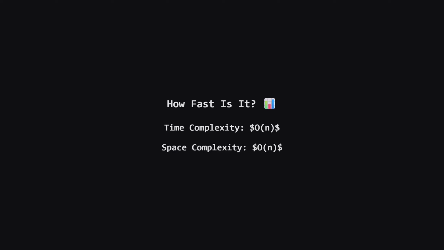So how fast are these solutions? Well, in all three approaches, DFS, BFS, and topological sort, we visit every node and every edge essentially once. This gives us a linear time complexity, or big O of n. As for space, we need to store the adjacency list and the recursion stack or queue, which also scales linearly with the number of nodes. So both time and space are big O of n, which is optimal for this problem.